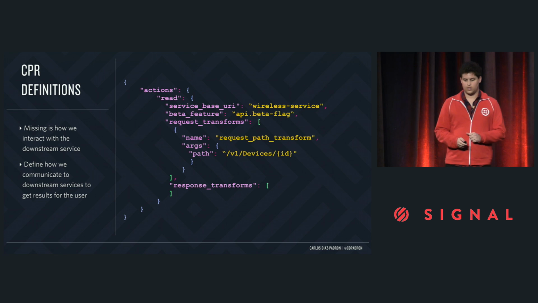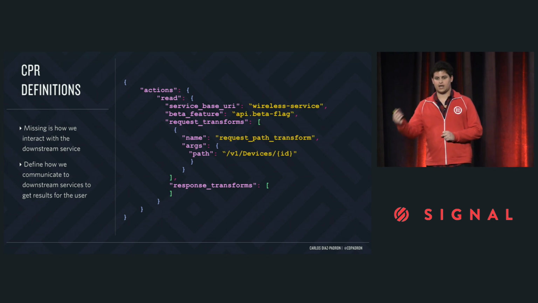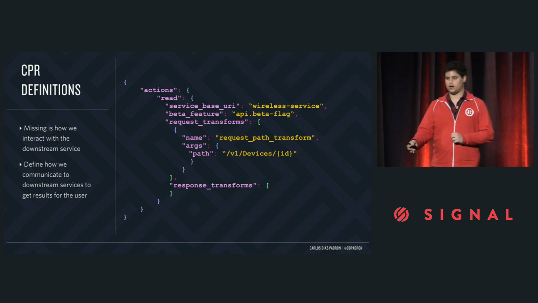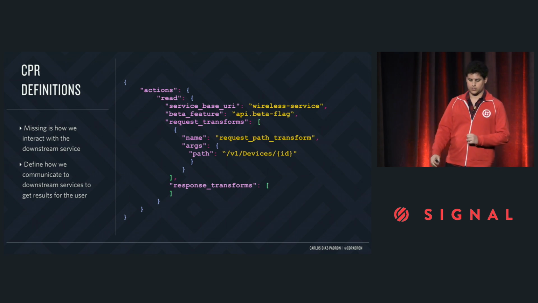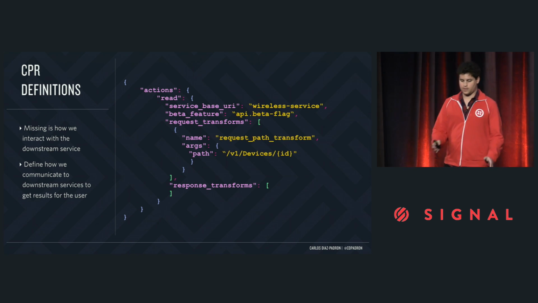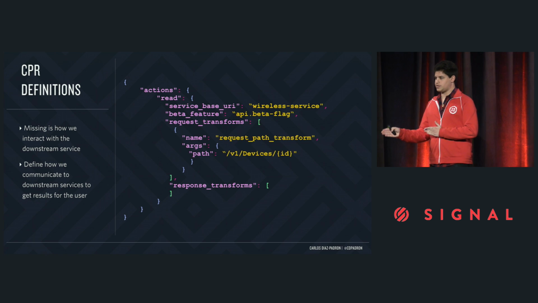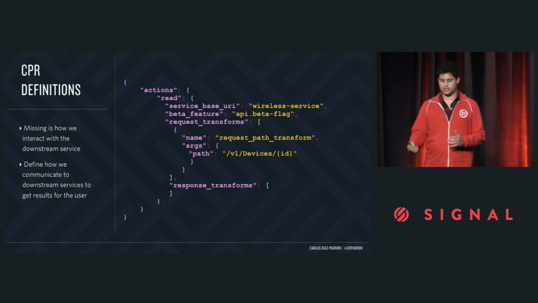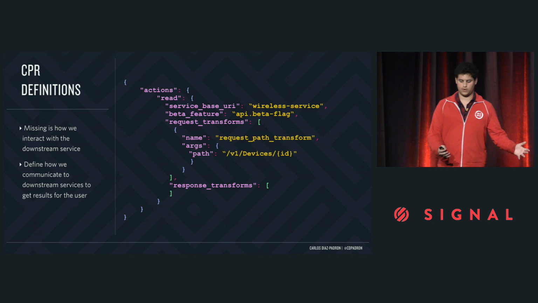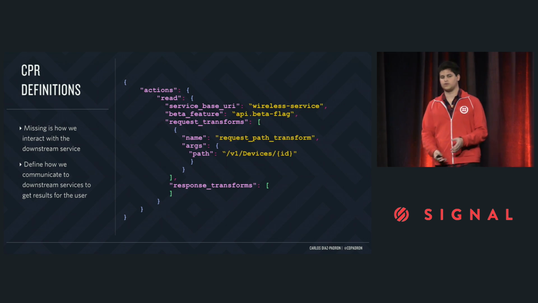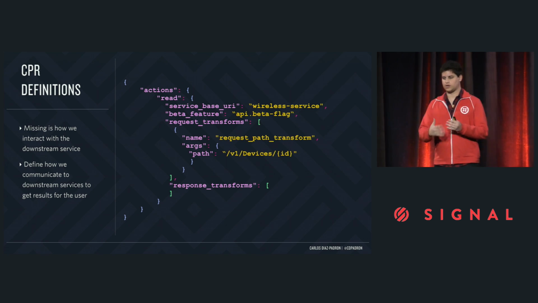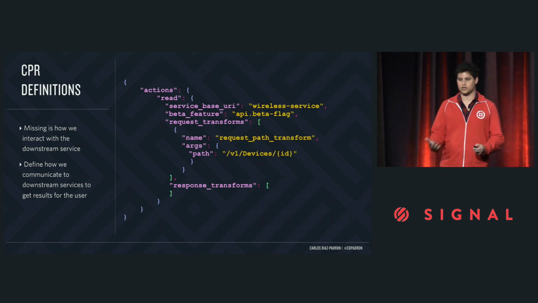For this, we have CPR definitions, which are an additive to the base definitions, just like types and just like compatibility and such. These determine what downstream resources we talk to. For example, for the wireless API, we might talk to a wireless service. And we say, these are the transforms you need in order to make the wireless API work nicely with the external customer.